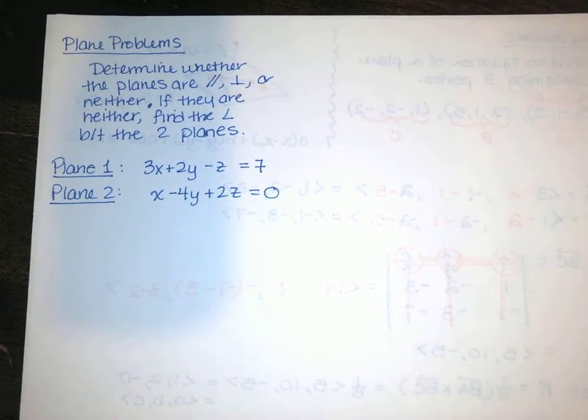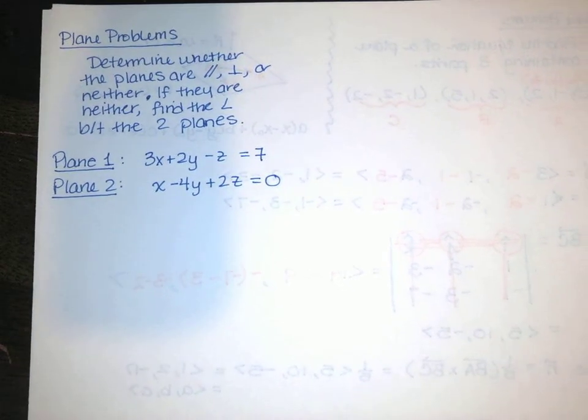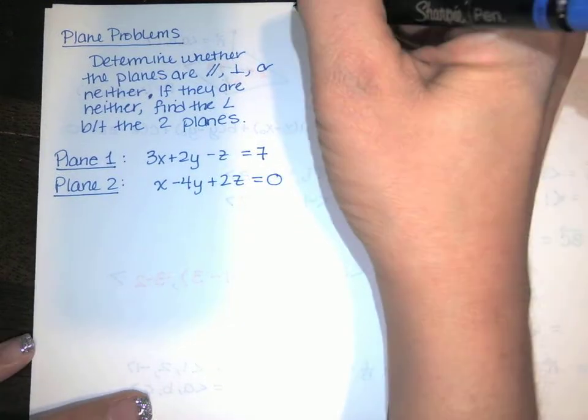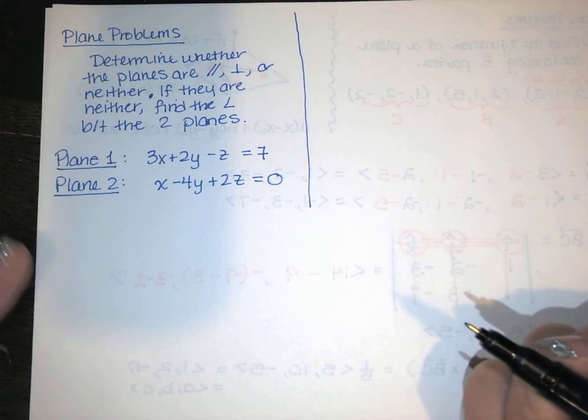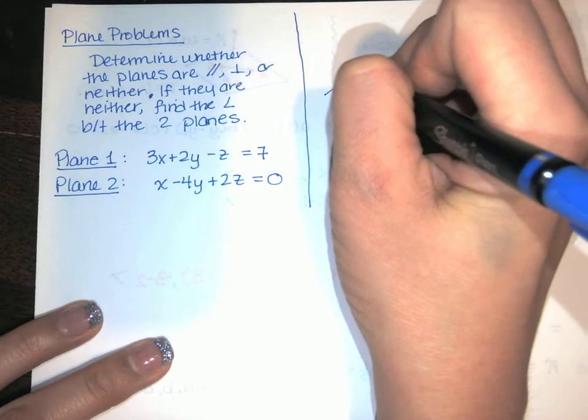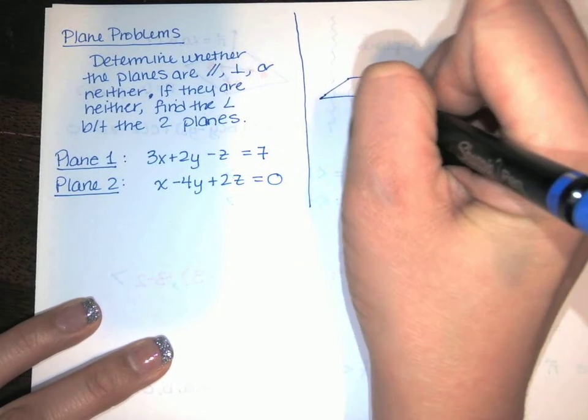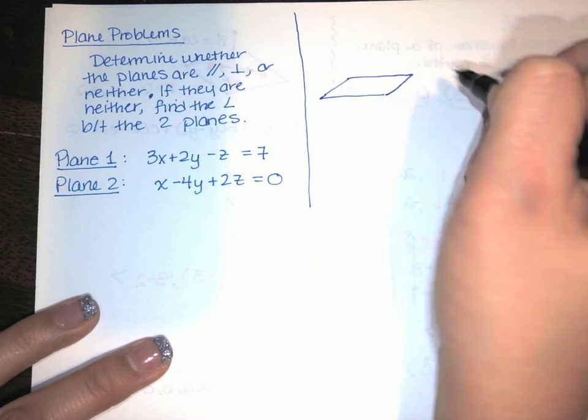In this video, we're going to determine whether two given planes are parallel, perpendicular to each other, or neither. And if they are neither, we want to find the angle between the two planes. Let's start just by drawing some pictures. Okay, if the planes are parallel, for simplicity, let's make them both flat, like the XY plane.